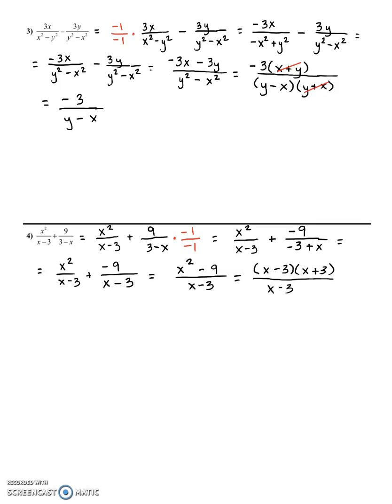And the x minus 3's cancel, which leaves us with x plus 3 over 1, but we don't have to write the 1 in the denominator, so just x plus 3.